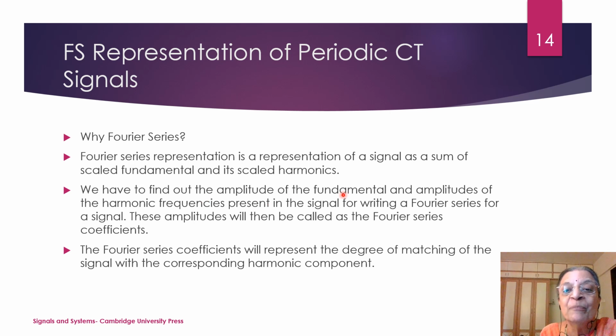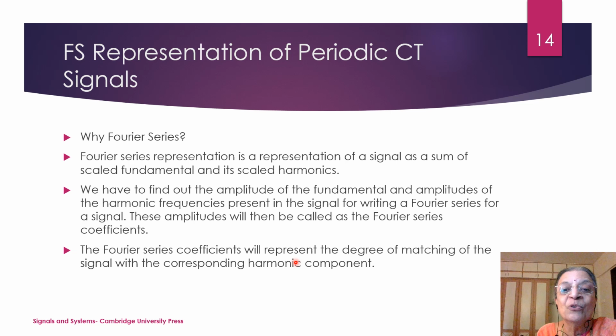We have to find out the amplitude of the fundamental and the amplitudes of the harmonic frequencies present in the signal for writing down a Fourier series for a signal. These amplitudes will then be called Fourier series coefficients. So when I write the signal x(t) as some constant 0.4 into the fundamental plus 0.3 into cos(2ωt) plus 0.3 into cos(3ωt), these constants 0.4, 0.3, 0.5 will then be called Fourier series coefficients.